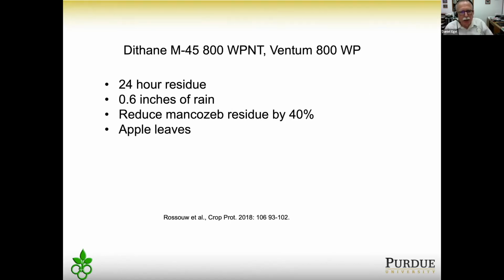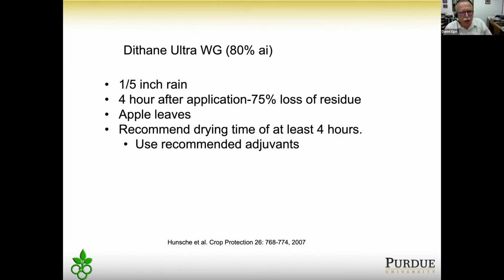Here's some mancozeb products, Dithane and Ventum. This group was using 24-hour residue and 0.6 inches of rain, and they reduced mancozeb residues by 40%. They were working with apple leaves. Here's another mancozeb product, Dithane Ultra. A 1/5 inch of rain is what they used 4 hours after application. They found a 75% loss of residue when they were working with apple leaves as well. They recommended a drying time of at least 4 hours, and they recommended using whatever adjuvants were on the label.